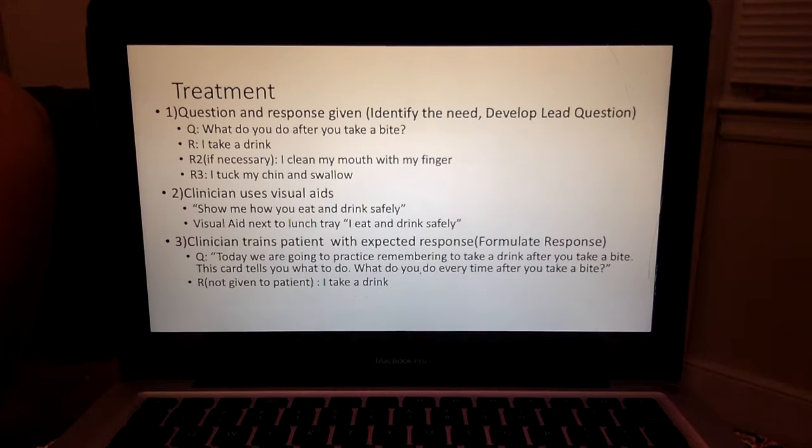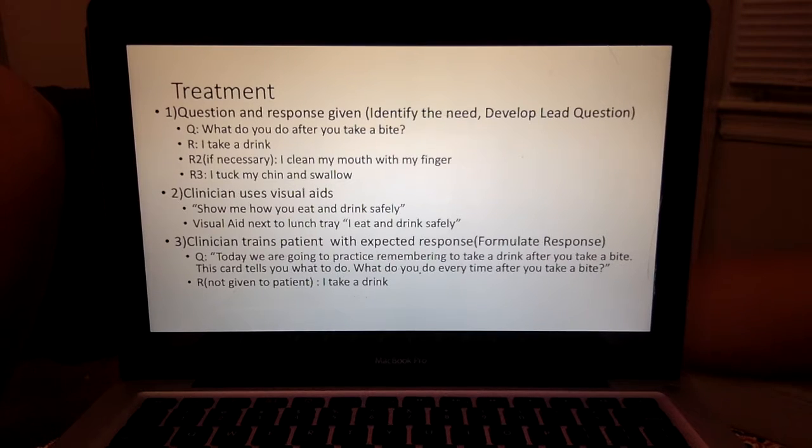Next, the clinician will use a visual aid. This would be over different intervals; in this study, they did 5 seconds, 10 seconds, 20 seconds, 40 seconds, a minute, 2 minutes, 4 minutes, 8 minutes, and 16-minute intervals. You do take breaks in between these training procedures. And again, in step 2, the clinician would say, show me how you eat and drink safely.